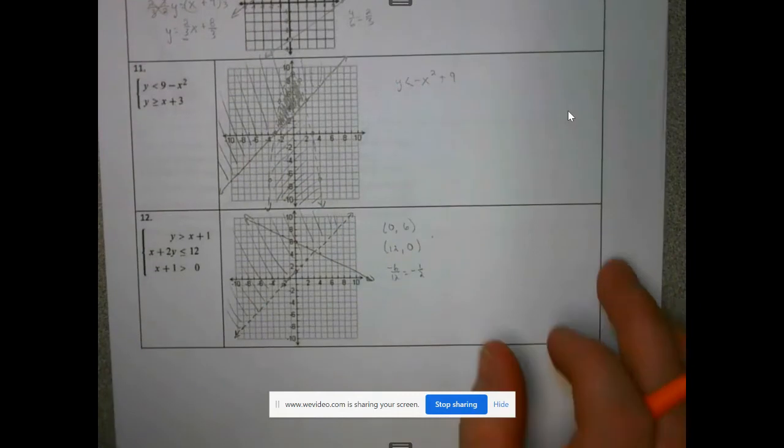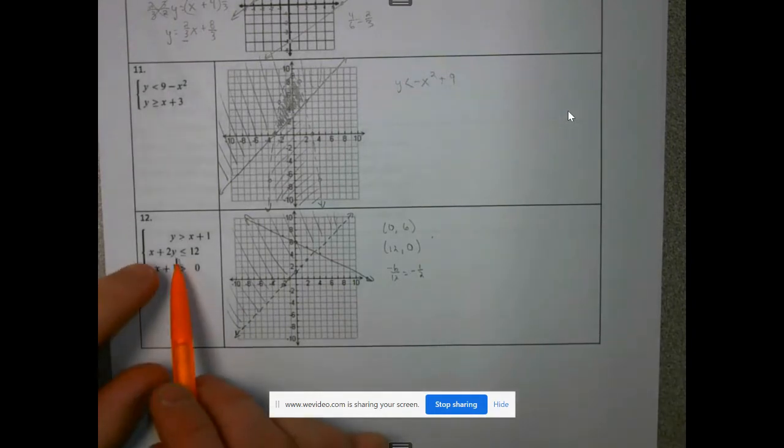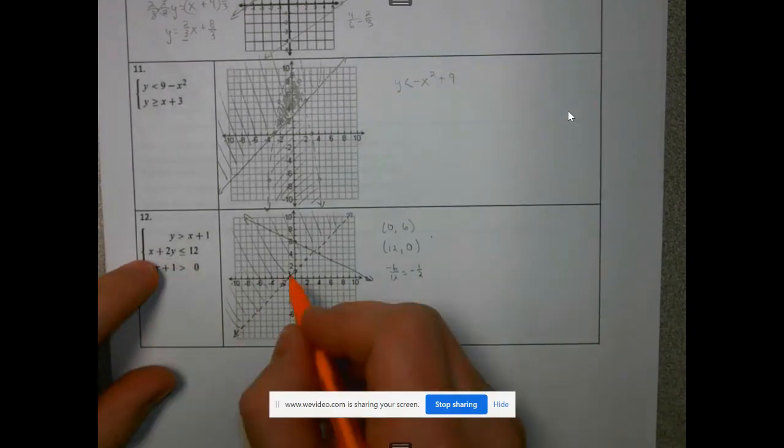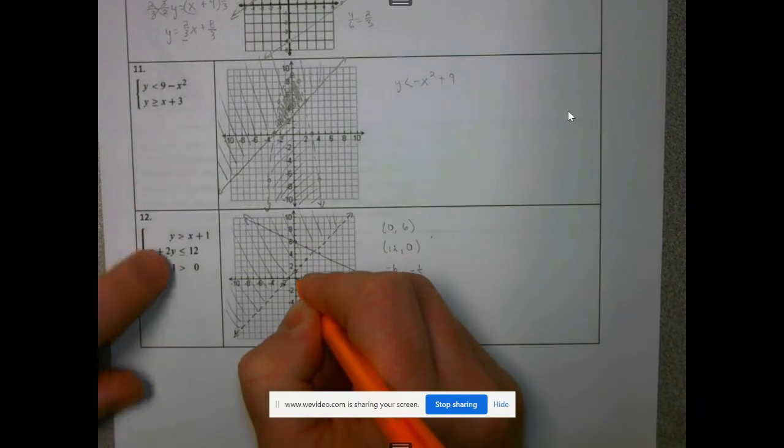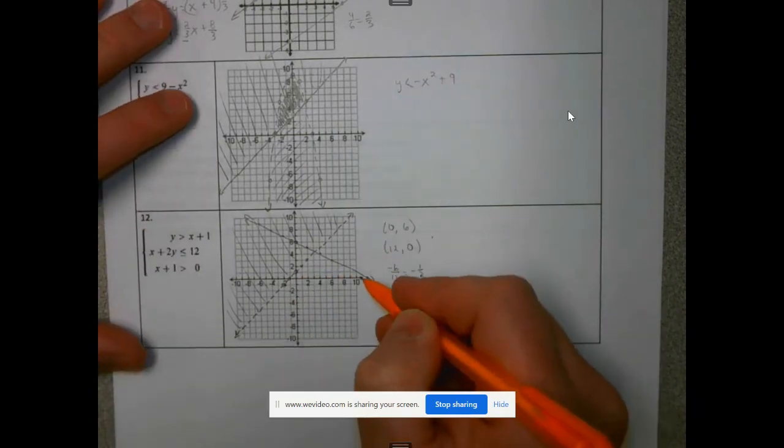Okay, and with this one, you could test a point. I know some of you like that testing a point method, especially if it's in this form. So if I test 0, 0, all of this goes away, and 0 is less than 12. So that means I'm going to shade below.